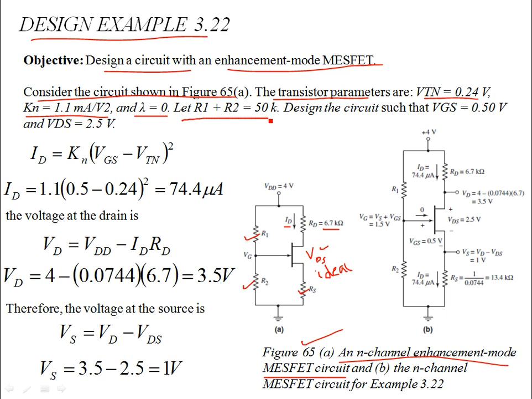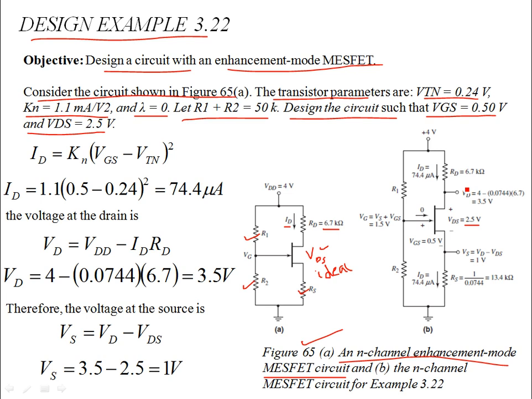Then the constraint is that R1 plus R2, the sum of these two resistances, is 50 kilo ohms. You have to design the circuit such that VGS is 0.5 volts and VDS is given as 2.5 volts. You can see the DC analysis that is done over here.